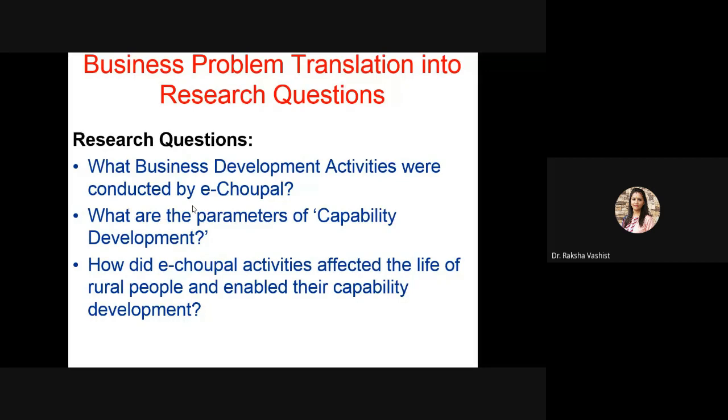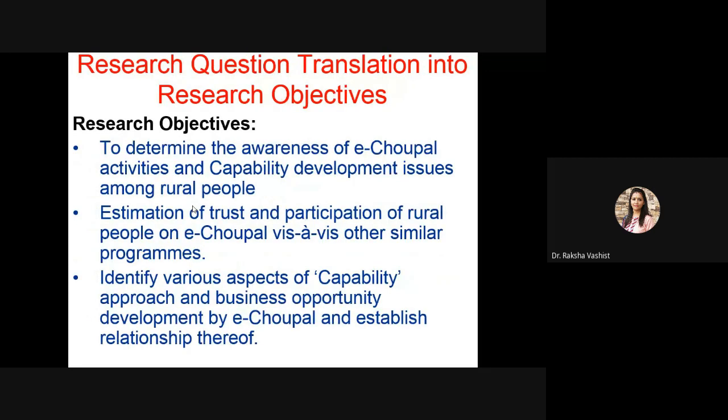And now we have research objectives. In the next slide, we are going to translate the research questions into research objectives. So the first research objective on the basis of the previous research questions is to determine the awareness of e-Chopal activities and capability development issues among rural people.